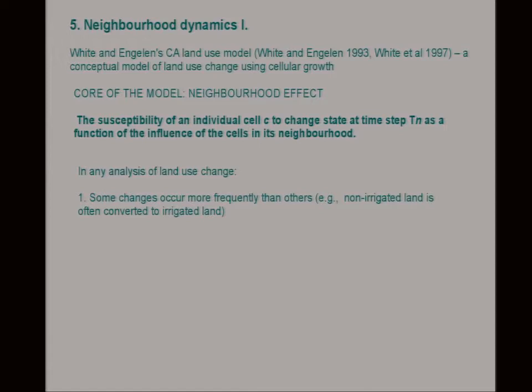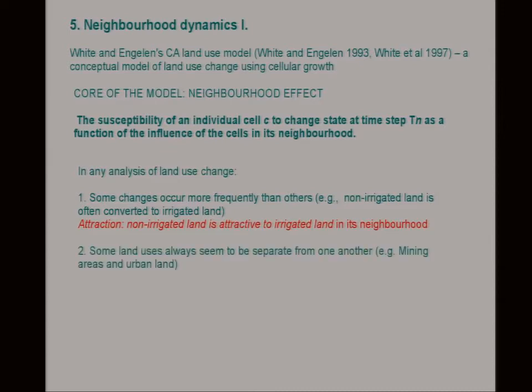When you do a land use change analysis, which is normally your starting point for this type of modelling, you see there are some changes that frequently repeat themselves. So you don't get irrigated land that just turns up out of nowhere. Normally it's farmland that was not under irrigation. And we could say that's attraction. That could be represented in our model as attraction in the cell neighbourhood.